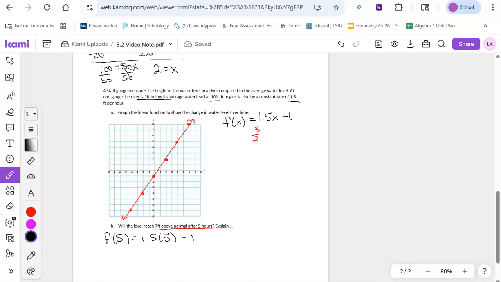So then I do 1.5 times 5, which is 7.5, minus 1. So after 5 hours, it's going to be 6.5 feet. So no, it will not, because it's only 6.5 feet. So the answer is no.